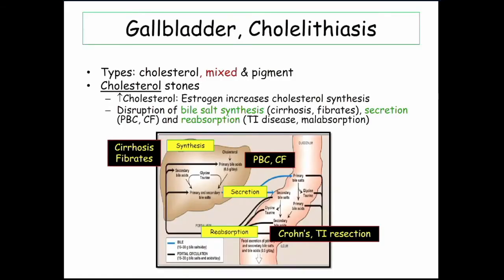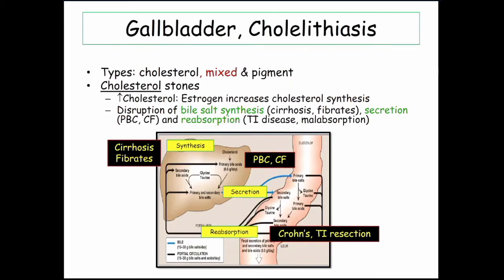So here's a little bit more of a summary. Right now, this is cholesterol stones. So the type of stones, cholesterol, mixed, the majority are actually mixed, but cholesterol or pigment, it's very binary on the boards. You're either going to get a cholesterol or a pigment stone. The cholesterol stones happen from increased cholesterol, i.e. estrogen, or disruption in the processes we talked about.